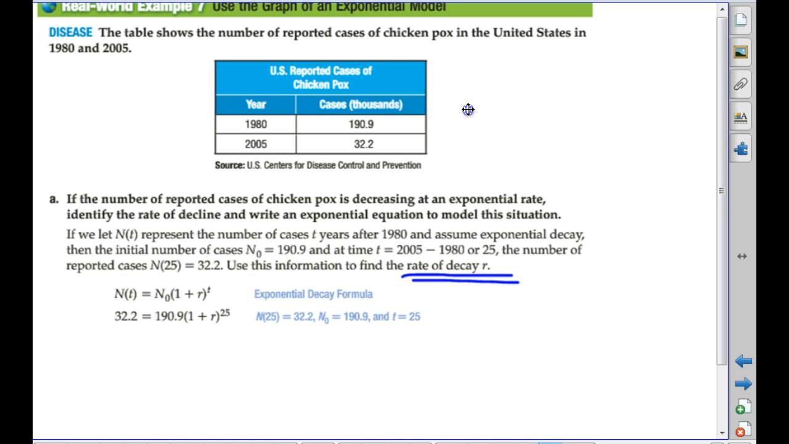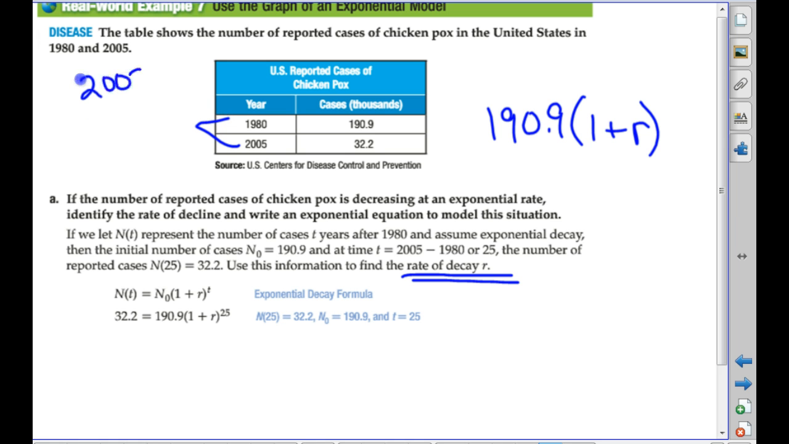So we would use our equation, our original amount, 1 plus or minus some rate. How many years did this occur, guys? From 2005 minus 1980 is 25 years. So we're going to go to the 25th. And after 25 years, it was down to what? 32.2 cases. All right, is everybody okay with what I did?